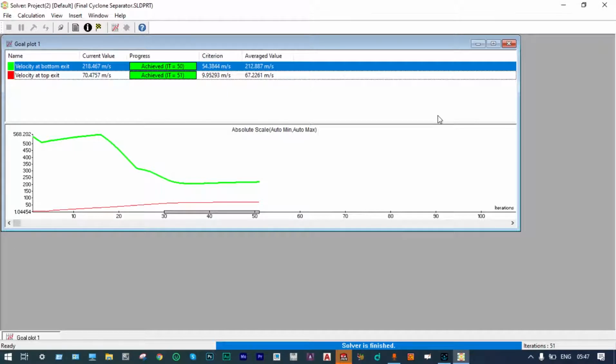Solver is finished. You can see at the top exit level velocity is 218.467 meter per second, and at the bottom exit it is 70.475 meter per second, and the inlet velocity was 60 meter per second. Okay, now first of all we'll see the results from the cut plots and other things. Next to that we will go for particle study with solid particles.